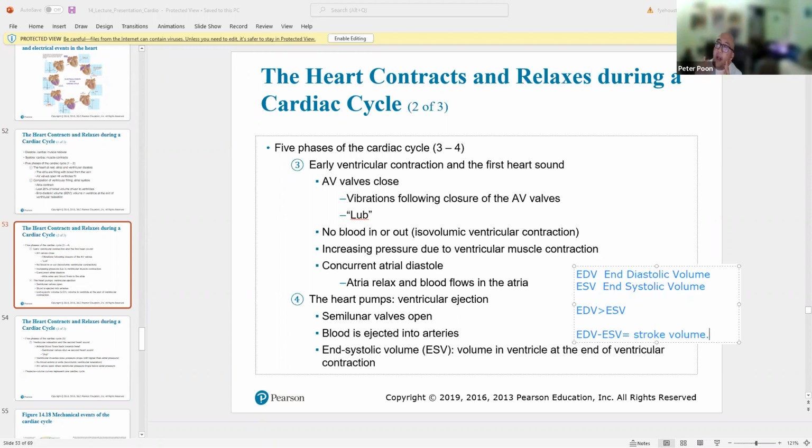EDV is the total amount of blood. ESV is the amount of blood left at the end. So the change in that is the amount of blood shot out of the heart, and that is stroke volume.